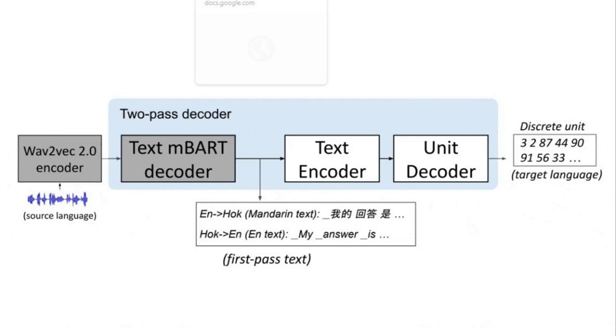Given English or Hokkien tokens, separate mBART decoders learned to turn them into Mandarin or English text respectively. Given the resulting text, two transformer layers learned to translate it into Hokkien or English speech tokens. At inference, the HiFi-GAN decoder converts those tokens into speech.